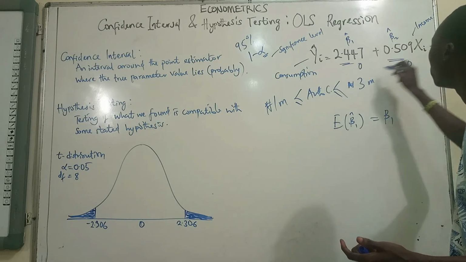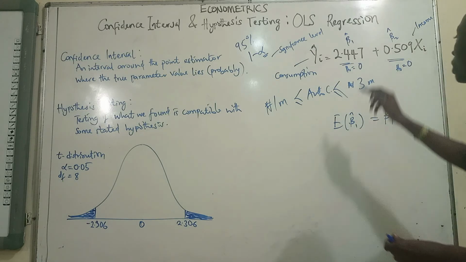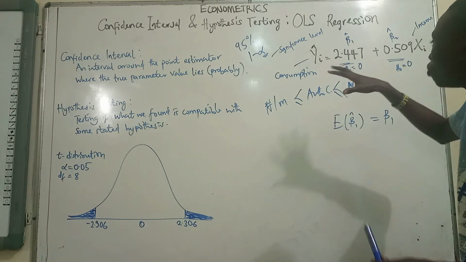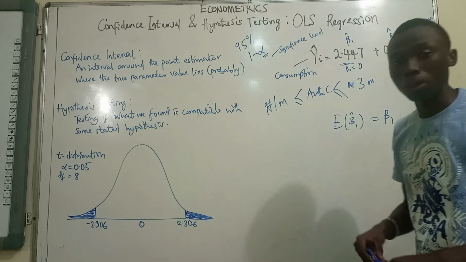So we call this our null hypothesis for each of them. We'll discuss this in a while. We'll call it 0, and we'll try to test to see if what we found is significantly different from 0.